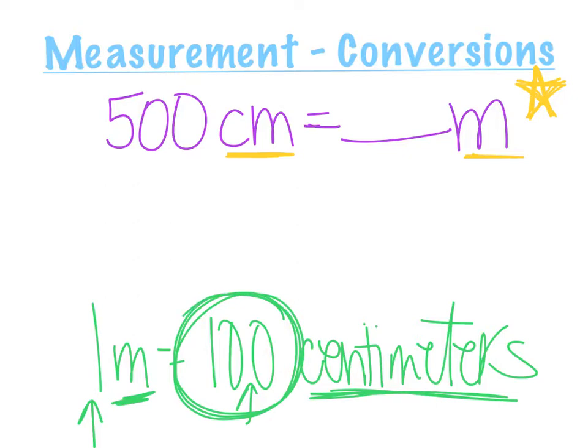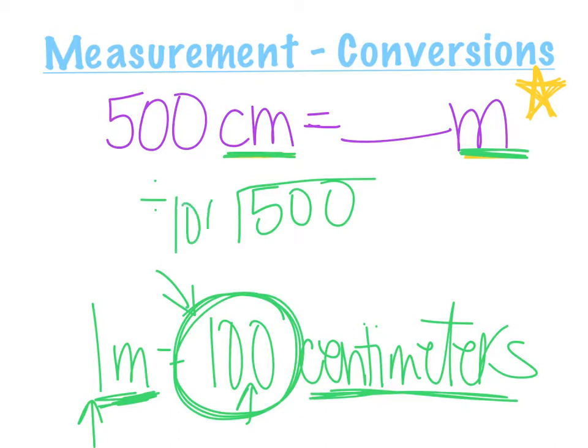So when I have to go from a smaller unit to a bigger unit, my number needs to be smaller, so I'm going to be dividing. And then it tells me what to divide by because it told me what the conversion is. 1 meter equals 100 centimeters. So I'm going to do 500 divided by 100. So go ahead and do that, students.